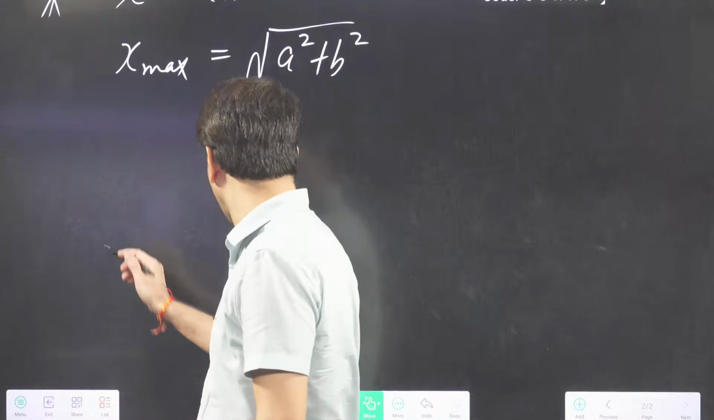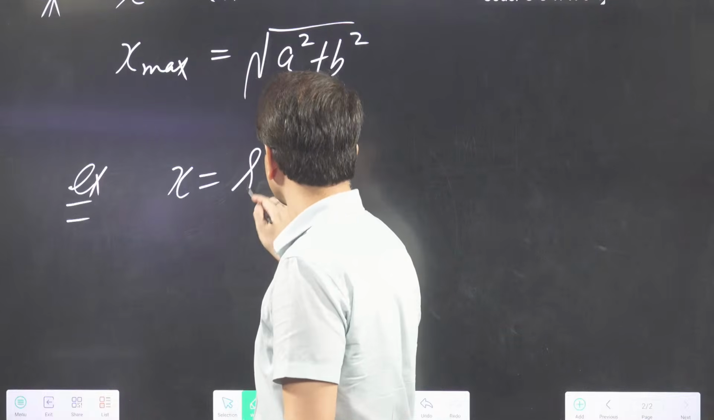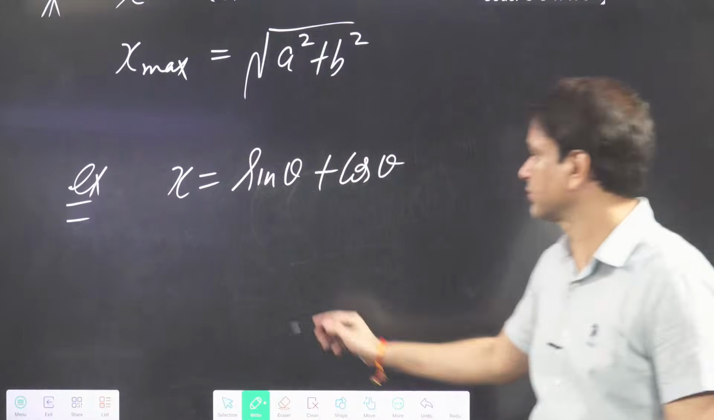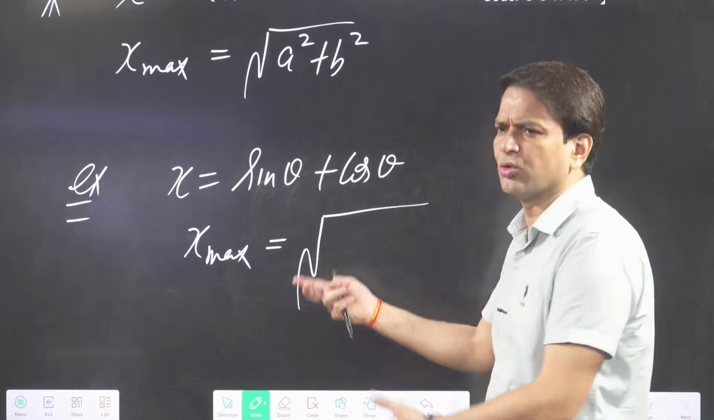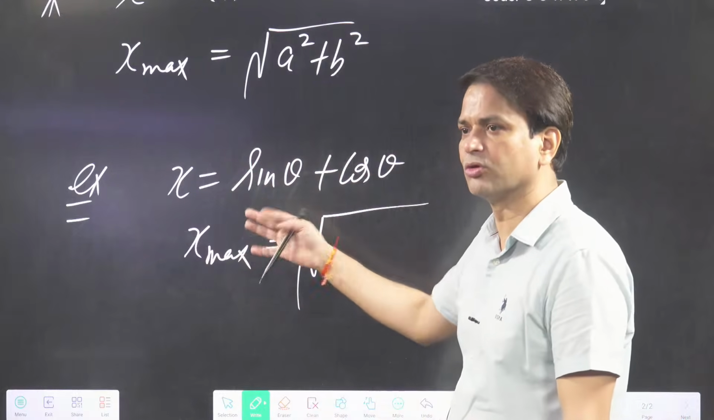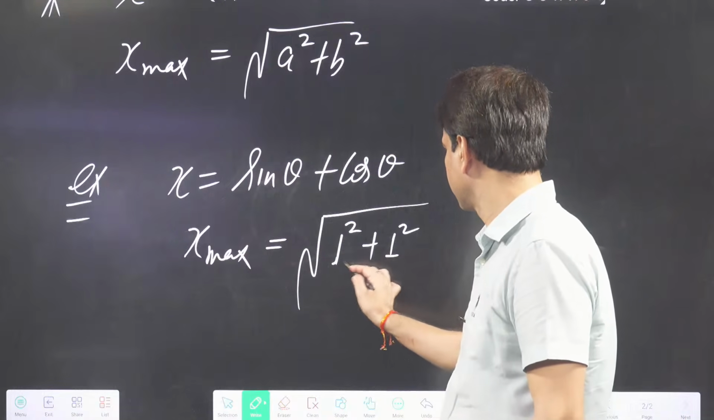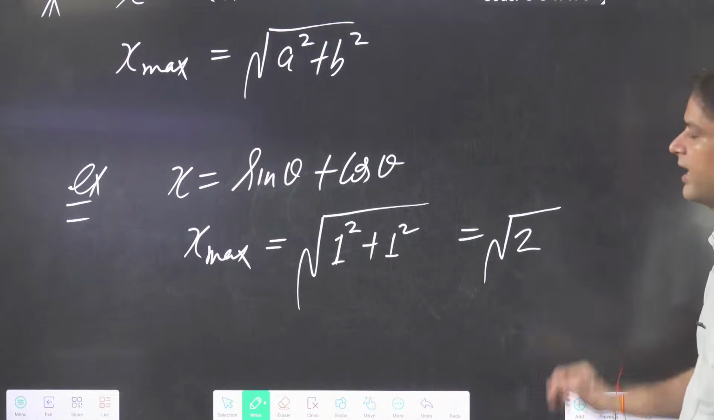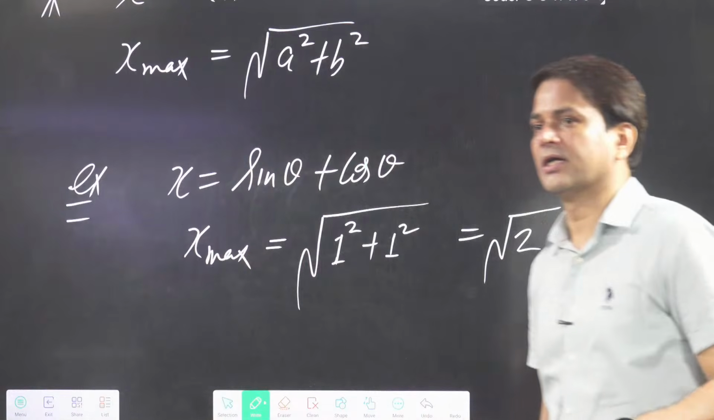Now suppose I gave sin theta plus cos theta. If I am asking the maximum value of this, what can I say? X max is equal to under root of a square plus b square. A you can take 1, b you can take 1, whatever the coefficient, both are 1, 1. So under root of 1 square plus 1 square, what you will get? Under root 2. So the maximum value of x is root 2. Somebody said root 2 already. Okay. Understood or not?